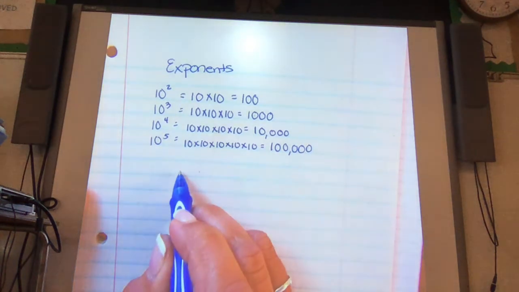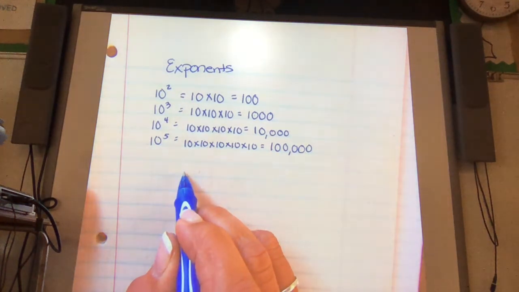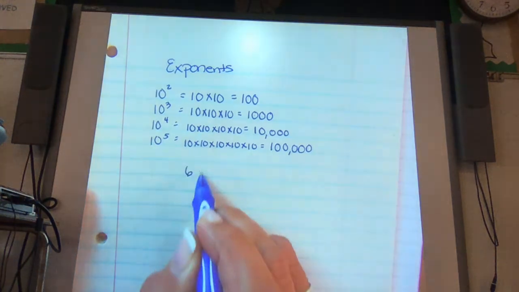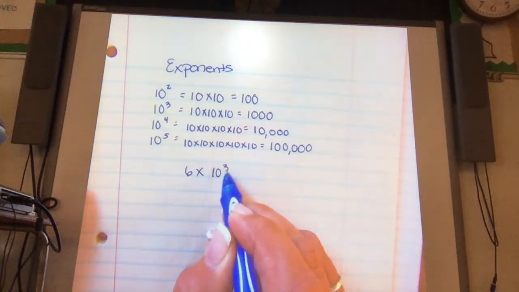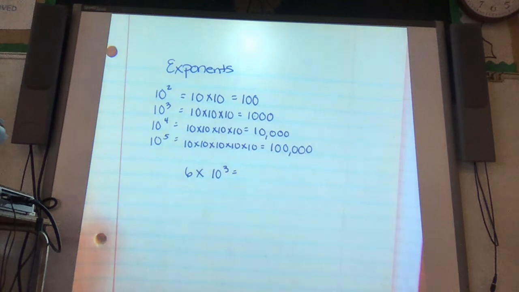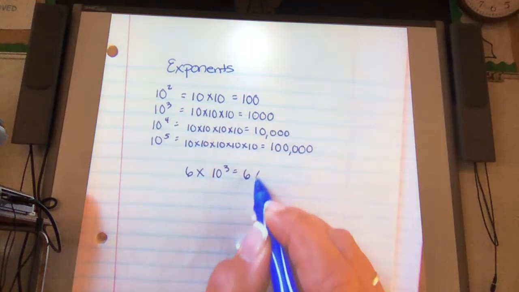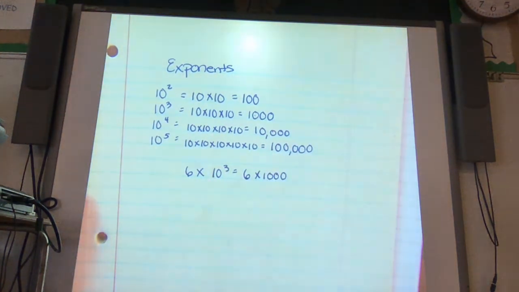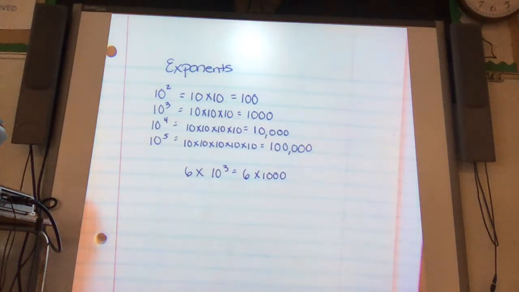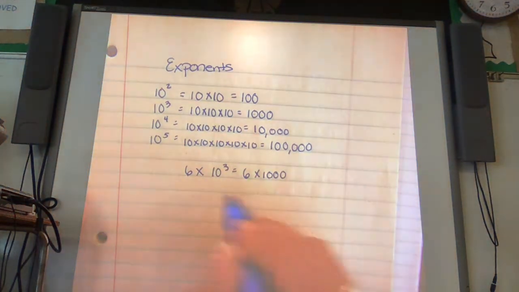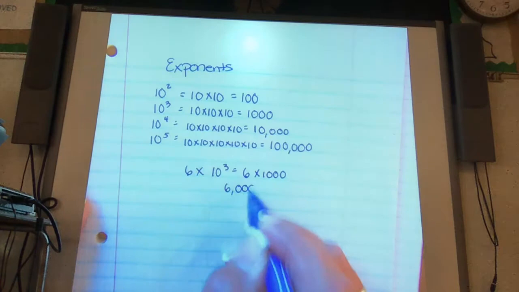Your work tonight, you may have a problem that looks like, I don't know, 6 times 10 to the third power. That is the exact same thing as 6 times 1,000. That's the exact same kind of problem. What is 6 times 1,000? 6,000.